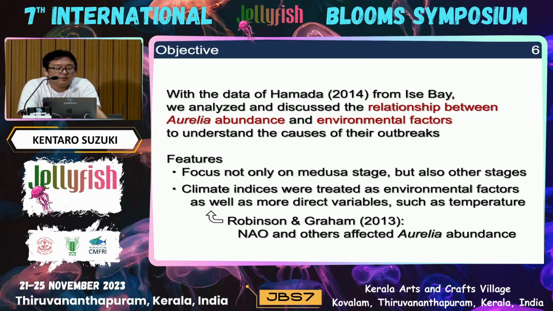In this study, with the data of Hamada from Ise Bay, we aim to analyze and discuss the relationship between Aurelia abundance and environmental factors to understand the causes of the outbreaks. There are two features of this study. The first is to focus not only on the medusa stage but also on other stages. The second is that we treat climate indices as environmental factors, as well as more direct variables such as temperature, because Robinson and Graham suggested the North Atlantic Oscillation and other climate indices were related to Aurelia abundance in the Gulf of Mexico.